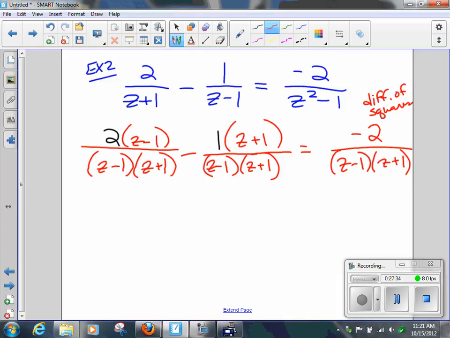At this point, every term in this equation has like denominators, correct? What does that mean? Drop the denominators. I don't need them now. They've served their purpose. Now we're kicking them to the curb.